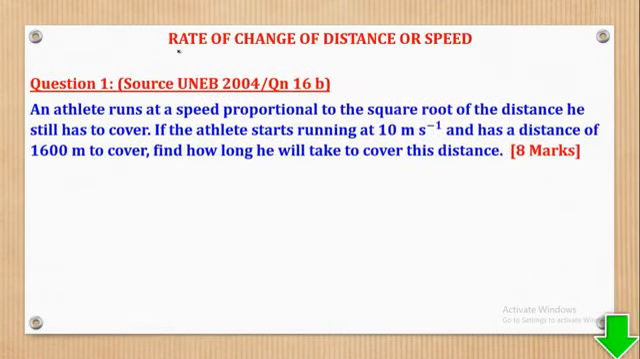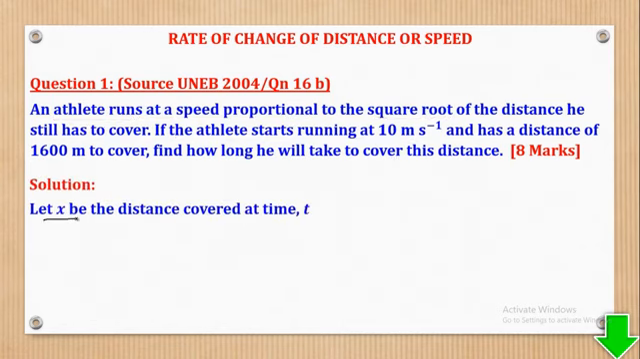So now we shall go to rate of change of distance or speed, and question 1 came from UNEB 2004, paper 1 question 16b, and it says: an athlete runs at a speed proportional to the square root of the distance he still has to cover. If the athlete starts running at 10 meters per second and has a distance of 1,600 meters to cover, find how long he will take to cover this distance.